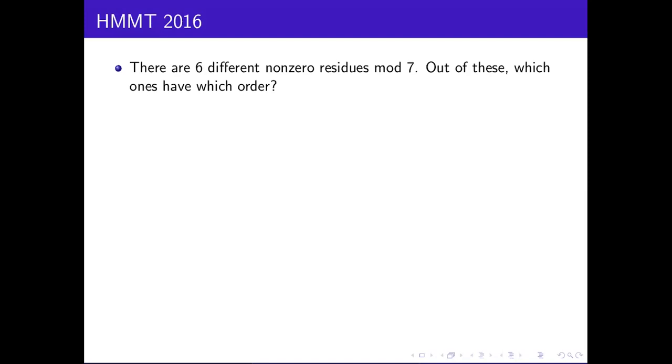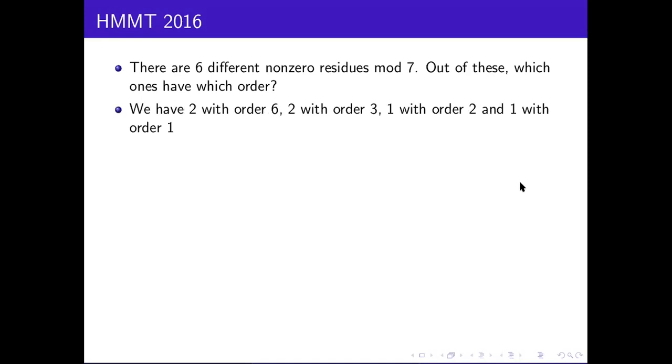So out of these, which ones have which order? We actually don't need to know exactly which ones have which order, rather how many times each order appears. So we already know from our previous proof that order e is going to appear exactly phi of e times. So we have 2 numbers with order 6 because phi of 6 is 2, 2 with order 3 because phi of 3 is 2, and so forth. 1 with order 2 and 1 with order 1.